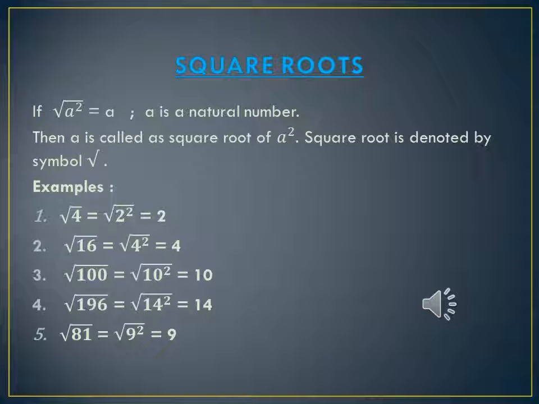For example, the square root of 4 is equal to 2, the square root of 16 is 4, the square root of 100 is 10, the square root of 196 is 14, and the square root of 81 is 9.